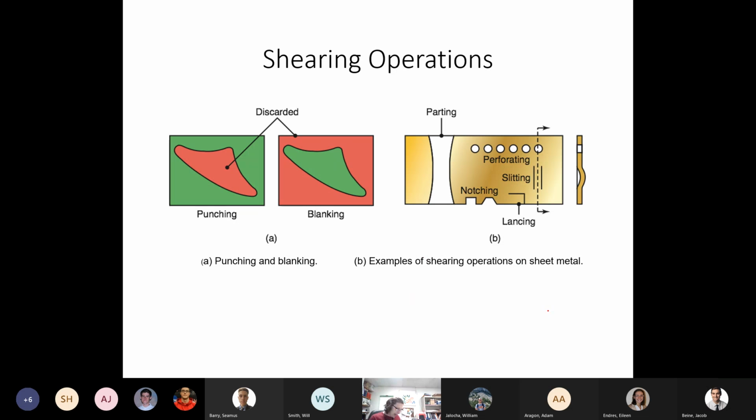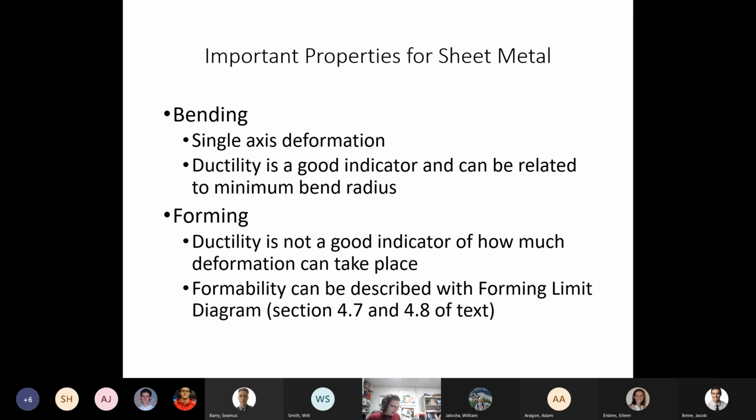So again, if what's inside is discarded, it's punching. If what's outside is discarded, it's called blanking. There are some other ones that are kind of interesting. We have lancing, notching, parting, just a few others. But the two that we're really going to care about are punching and blanking. Well, that's enough of shearing.